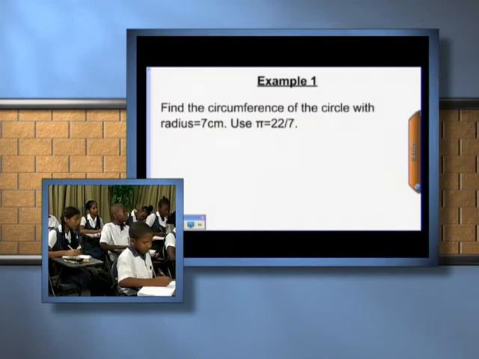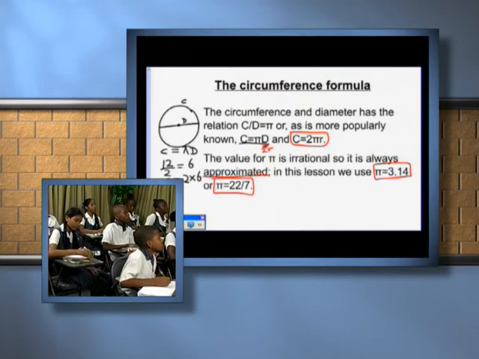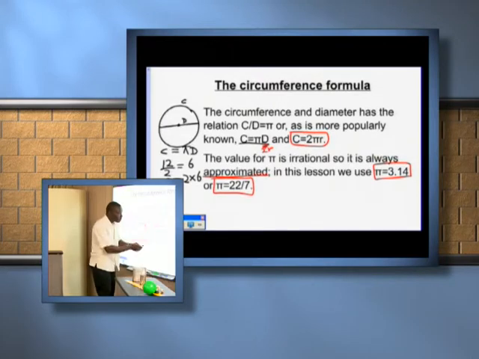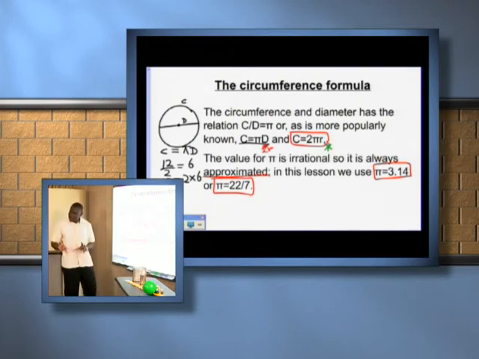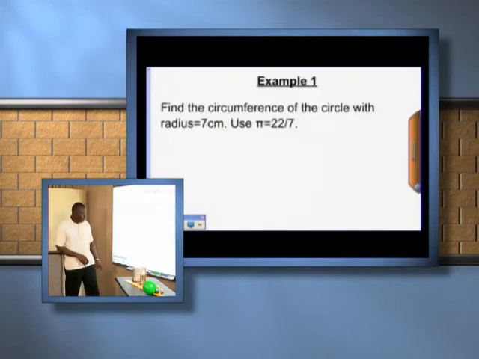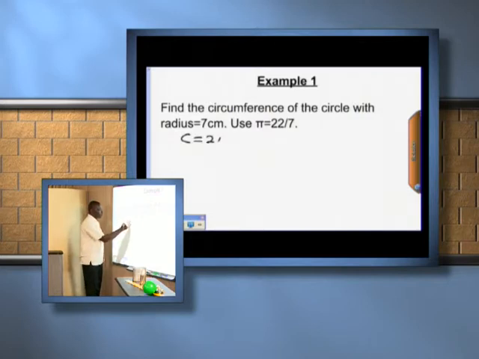So is there a relationship between circumference and radius? Let's just go back a little. Do we see that relationship here? Yes, there is a relationship between the two. So we can use this relationship to help us find the circumference. So what do we say? We say that C is equal to 2 pi R.